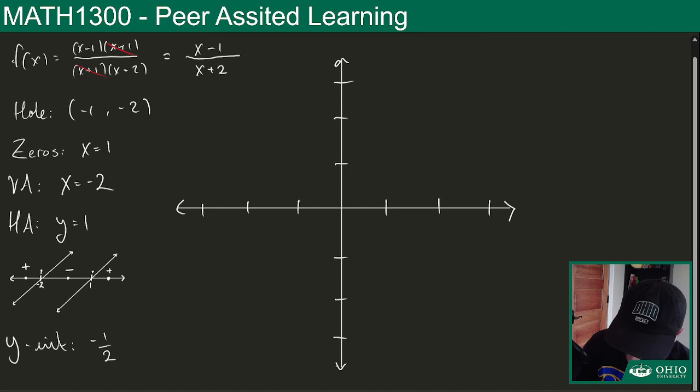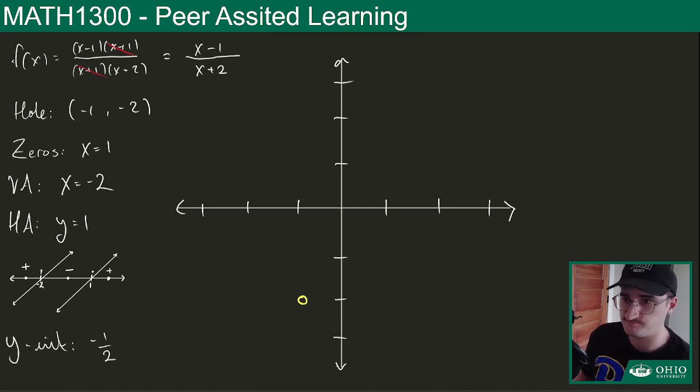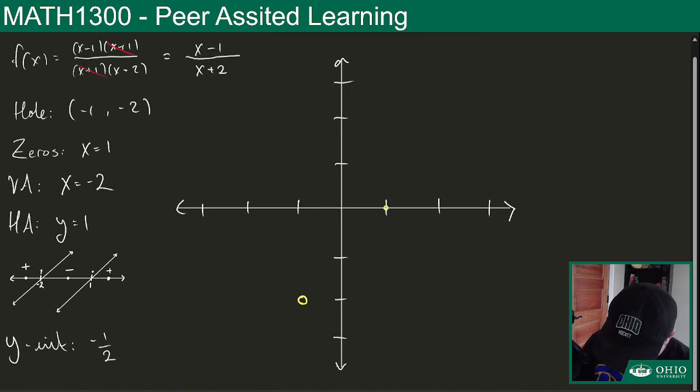Okay, so first, the hole is at -1, -2. The hole is going to be right here, and I can represent that by an open circle. My 0 occurs at x equals 1, so that'll be a closed circle right here.